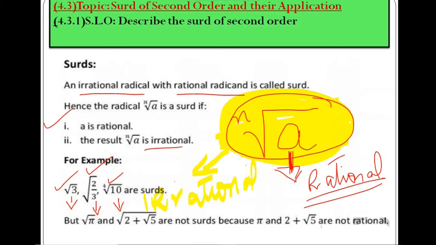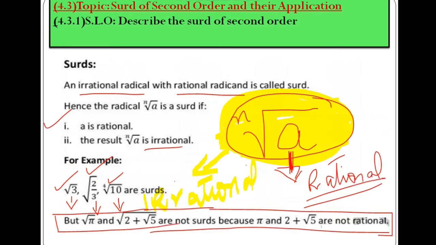But here you can see this example. Square root of pi and square root of 2 plus square root of 5 are not surds. Why are they not surds? Because the inner one is not a rational number. Instead it is an irrational number. This one is also 2 plus under root 5. Under root 5 is also an irrational number. The combination of rational plus irrational number is always an irrational number.